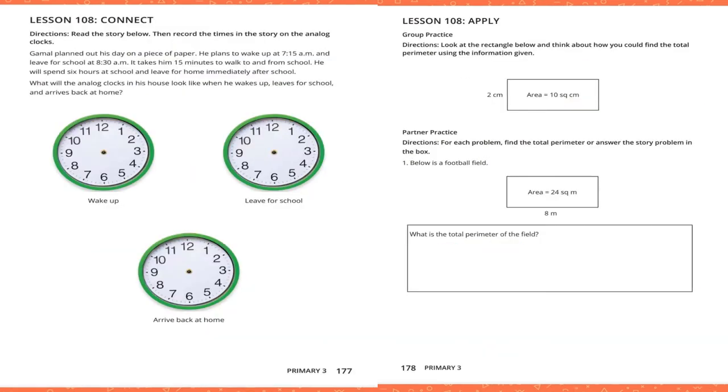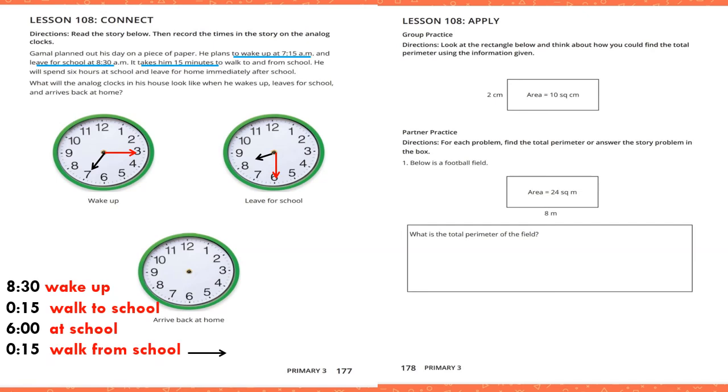Lesson 108, the connect part. Gamal planned out his day on a piece of paper. He plans to wake up at 7:15 a.m. Short hand on 7, tall hand on 3. And leave for school at 8:30 a.m. Short hand on 8, tall hand on 6. It takes him 15 minutes to walk to and from school. He will spend 6 hours at school and leave for home immediately after school. What will the analog clocks in his house look like when he arrives back at home?